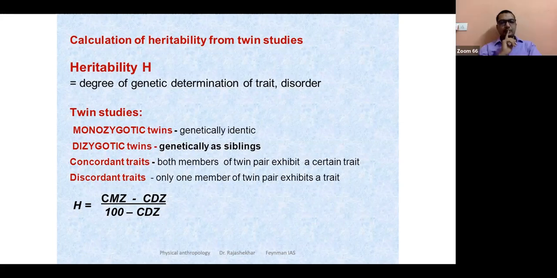So one is the highest number of concordance or heritability. Okay. So the higher the H value, the higher the role of nature or genetic component. The lower the H value, the lower the role of genetic component. So just to have that correlation figured out, they use the heritability value or H value.